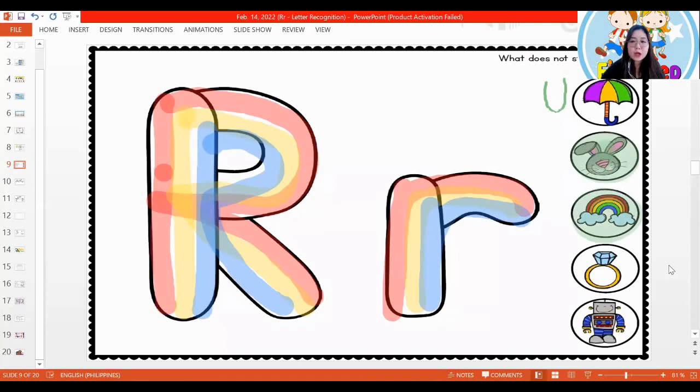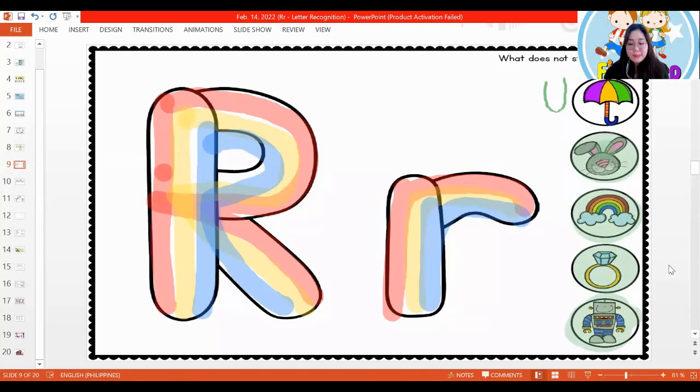How about a ring? Ring. Does ring start with the letter R? Yes, ring starts with the letter R. And last one, we have a robot. Robot. Does robot start with the letter R? Another yes. So we found 4 pictures that start with the letter R.